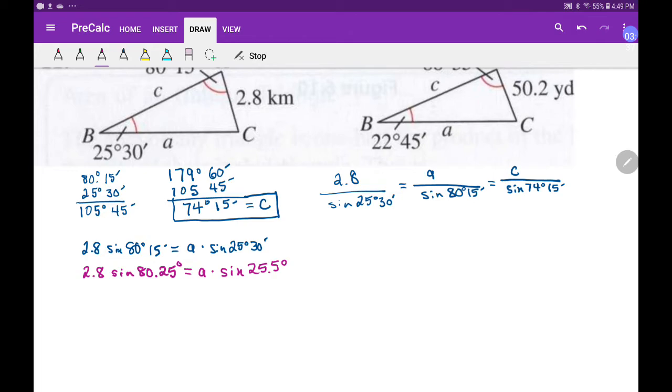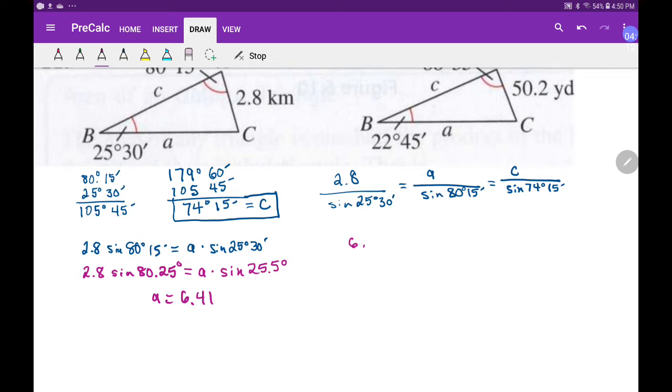Okay, so I have 2.8 times the sine of 80.25, which is about 1. It's really close. And then I'm going to divide by the sine of 25.5. And when I do that, I get A is equal to 6.4. I'm going to round to 6.41.